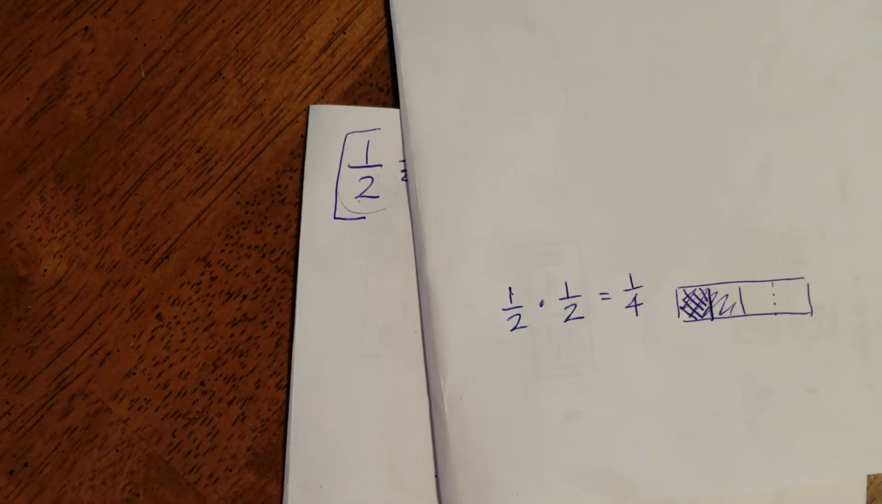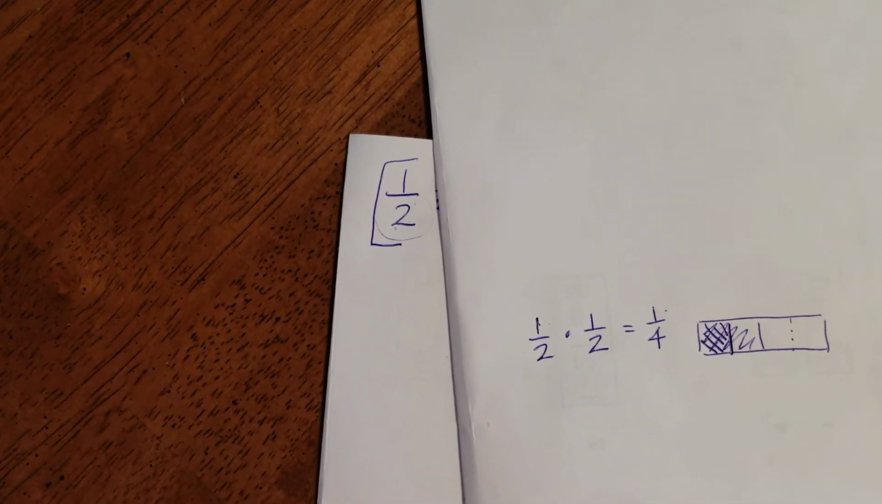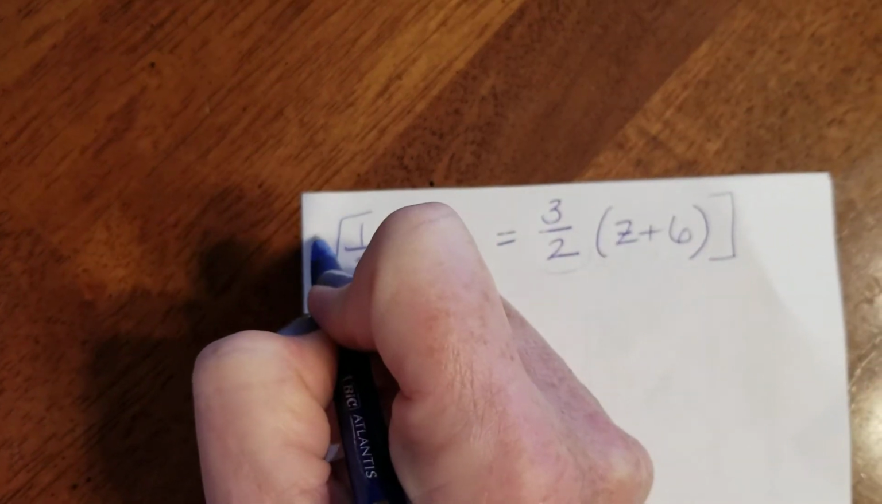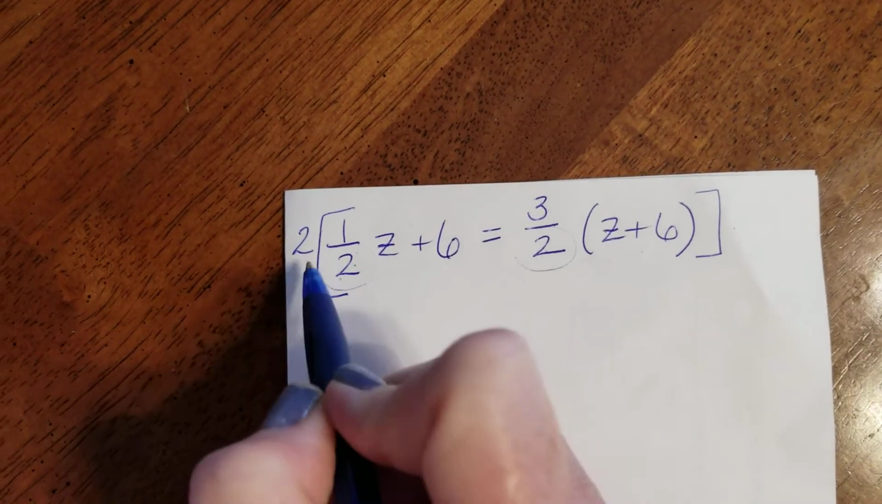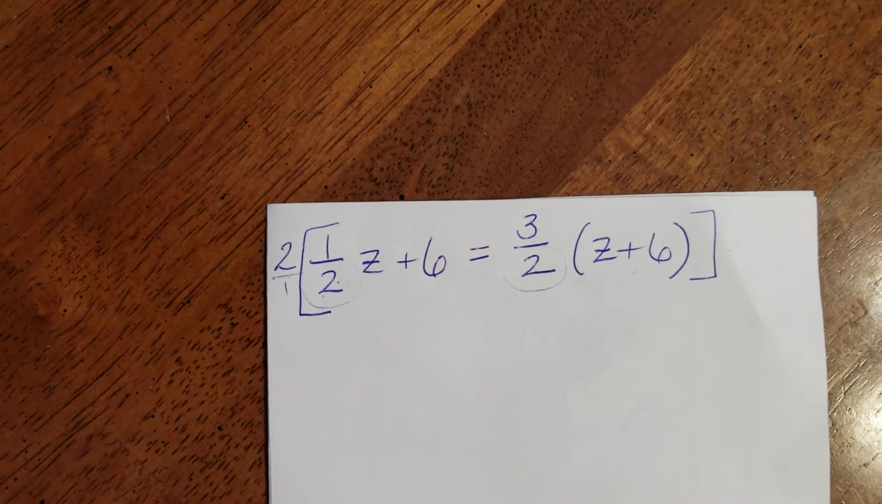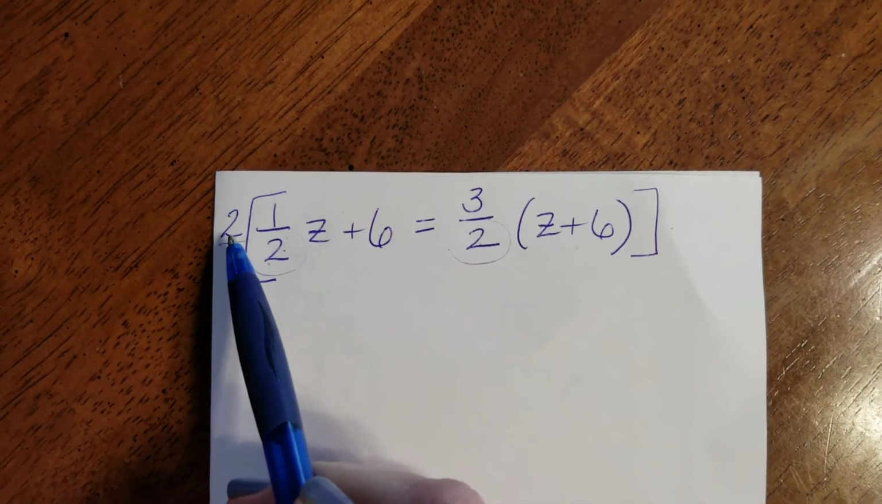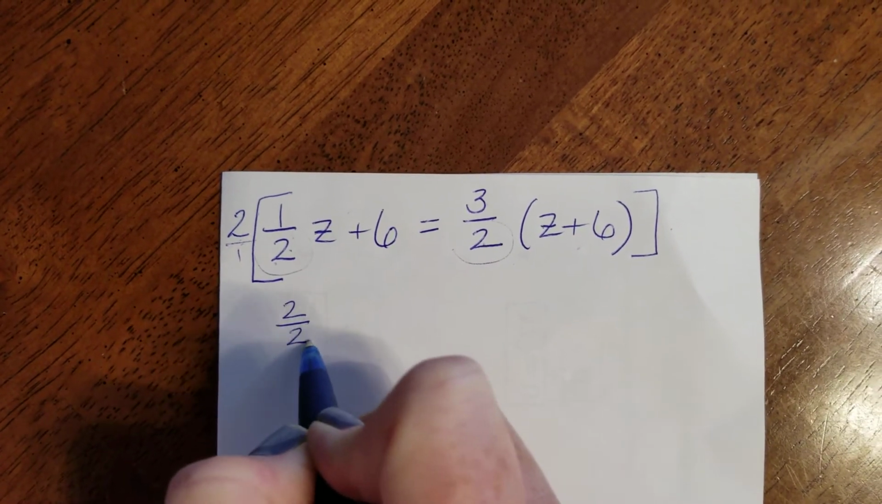So how did we get those numbers? We just multiplied straight across the numerators and the denominators. So back to this. We're going to multiply by 2. And since we're multiplying by a fraction, if it helps you, you can just put it over 1. So 2 times 1/2 is going to give you 2/2 of z.